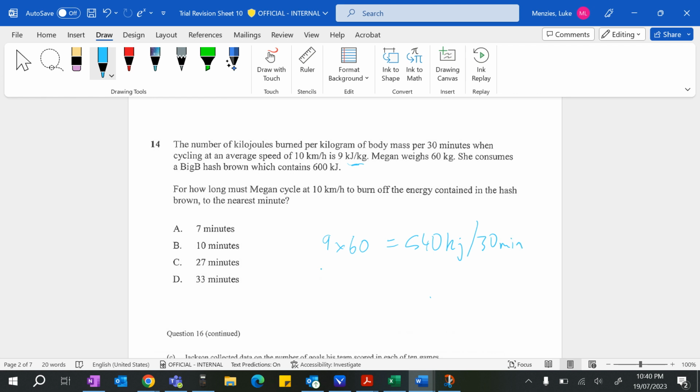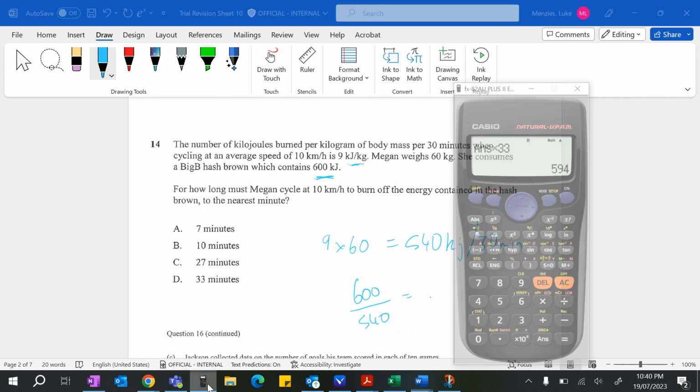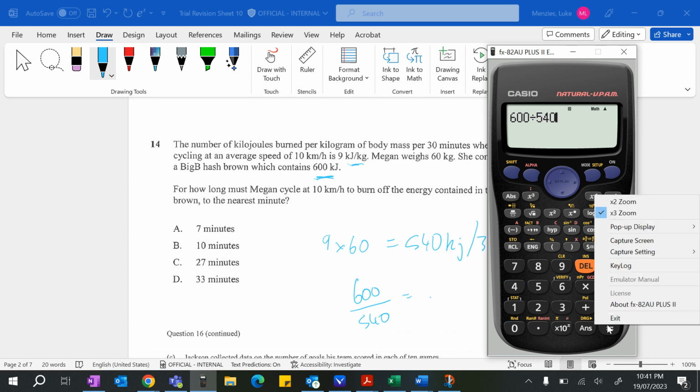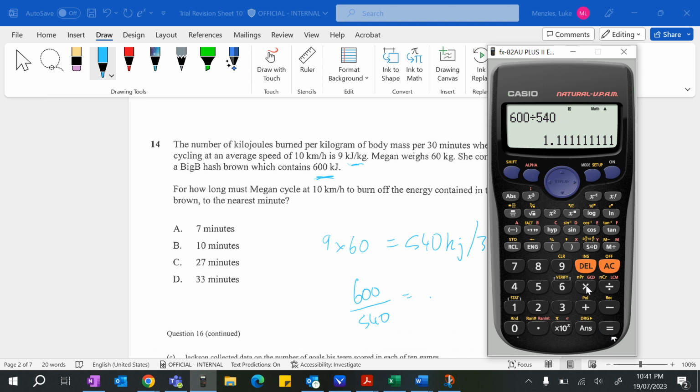And we know that it had 600 kilojoules in it. So what we're going to do is say 600. We want to know how many times 540 fits into 600. So we'll say 600 divided by 540, and we'll use our calculator. 600 divided by 540 equals 1.11, and we're going to multiply it by 30 because it was per 30 minutes.